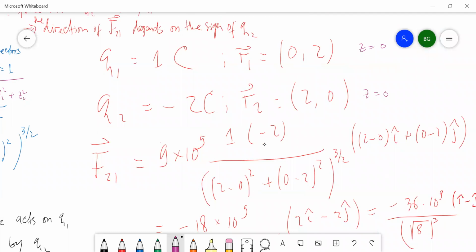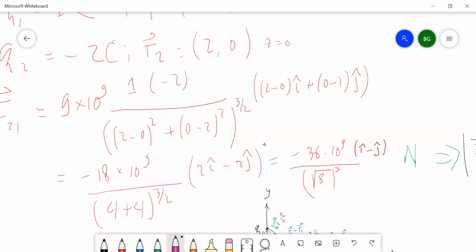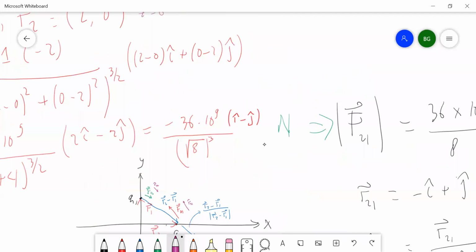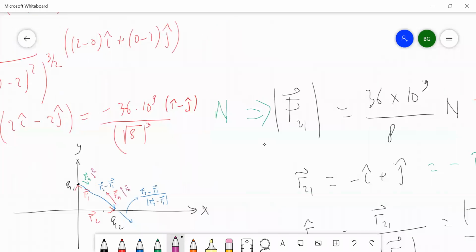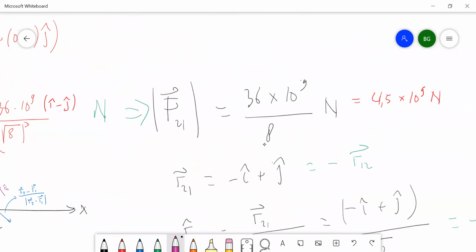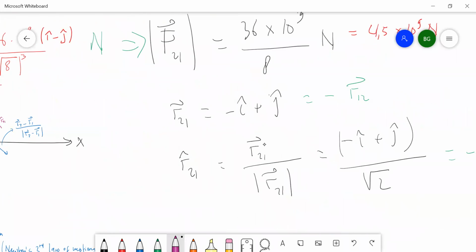Kalau ditanyakan gaya, Anda cukup menuliskan seperti ini sudah benar. Tidak perlu menghitung besarnya, dan arahnya tidak perlu. Kalau sudah ditulis seperti ini dalam i j itu sudah benar. Kalau ditanya besar gaya, Anda harus tuliskan seperti ini. Kalau ditanya arahnya ke mana, Anda tulis seperti ini. Oke, kurang lebih itu.